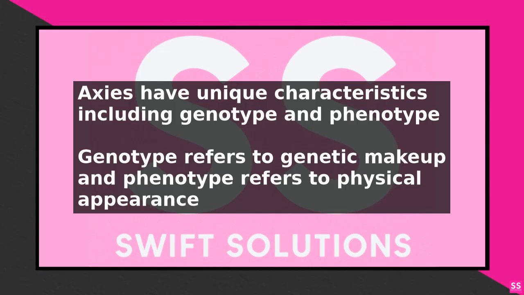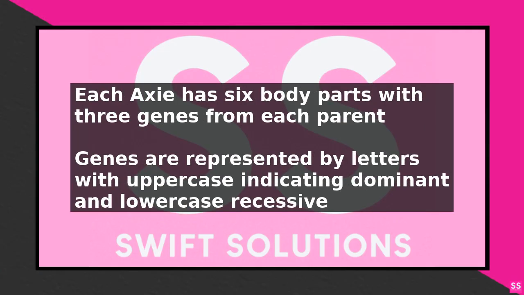Axies are digital creatures with unique characteristics, including their genotype and phenotype. The genotype refers to the genetic makeup of an Axie, while the phenotype refers to its physical appearance and attributes. Each Axie has 6 body parts, including the eyes, ears, mouth, horn, back, and tail. Each body part has 3 genes, one from each parent, that determine its characteristics.